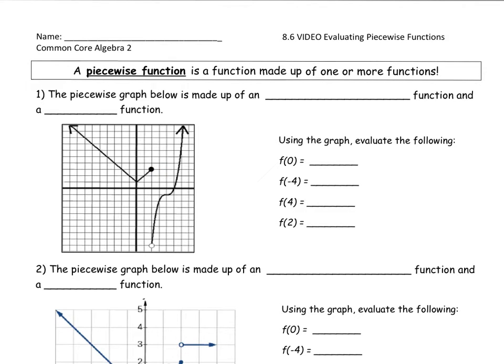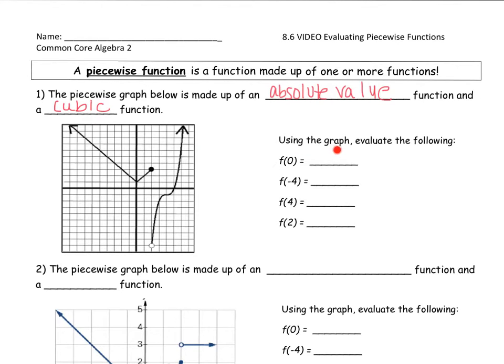So when we say this piecewise graph below is made up of a blank function and another function, what do you think it is? What do you think this function looks like and this function looks like? Well, to me, this left one right here looks like part of an absolute value function because it's got that V shape. So we're going to fill that in here. The piecewise graph below is made up of an absolute value function, and what do we think this one looks like? This one's actually a cubic function, if you don't remember that from that unit that we did. Okay, so it's just important to recognize what type of functions you have.